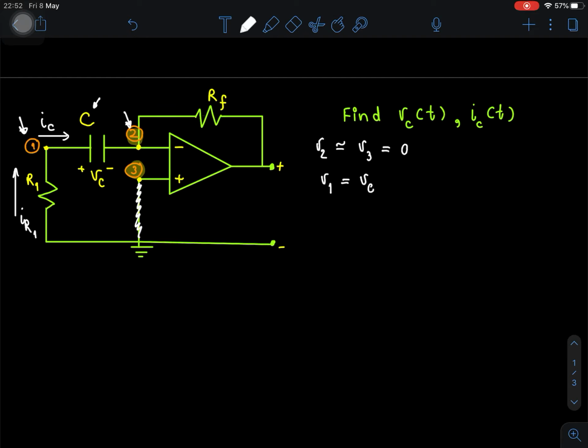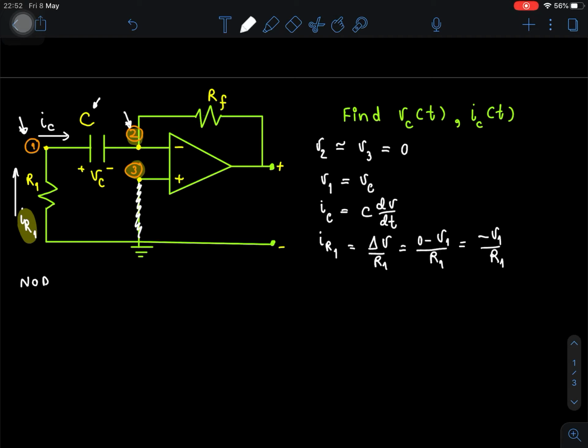we know that V1 is just equal to Vc. Alright, next we know that I sub c is basically C dV by dt, and I sub R1, which is here, is just delta V by R1, and that is 0 minus V1 by R1, or basically just negative V1 by R1. Alright, so first we are going to find Vc.